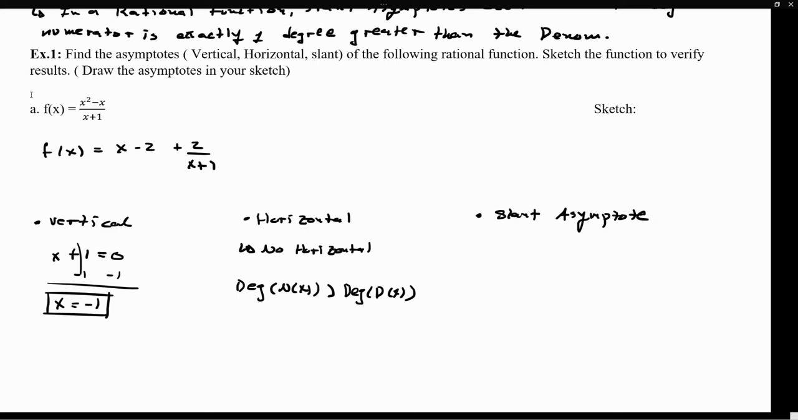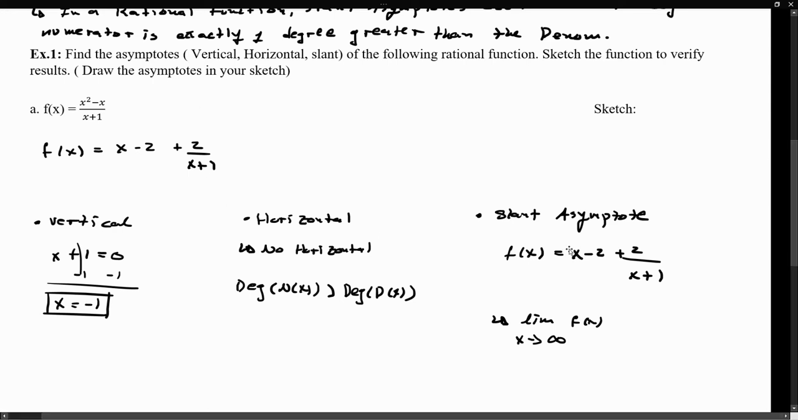And for the slant asymptote, we're actually going to be using the result that we got from the division. So let me just rewrite it down here. And for the slant asymptote, I want you to think about the following. What happens to the function f of x as x goes to infinity? So if I take a look at this function, is there a line or is there a point that it is approaching as x is getting larger and larger?